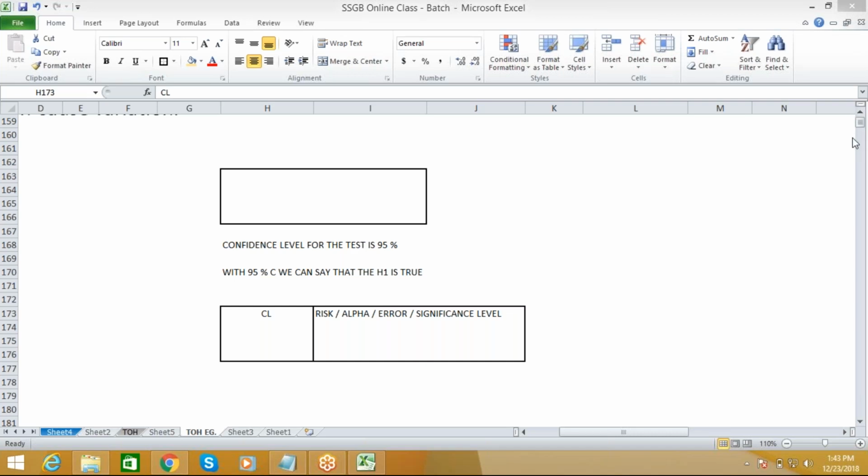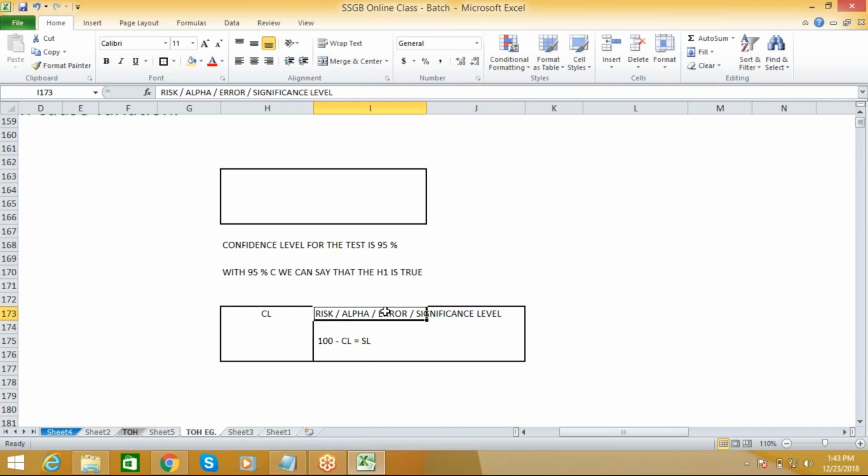So Arjit, it's very simple. What we are saying is the risk or the alpha or the error. First of all, how do you calculate this risk? How did Anup say 5%? It is nothing but 100 minus the confidence level gives you the significance level. Okay, so this is the formula.